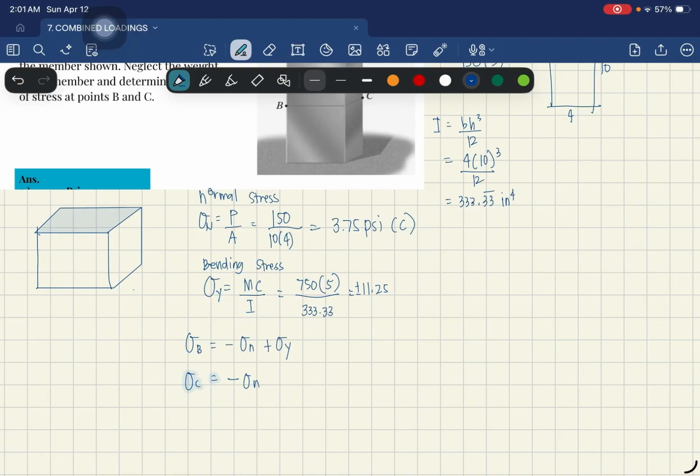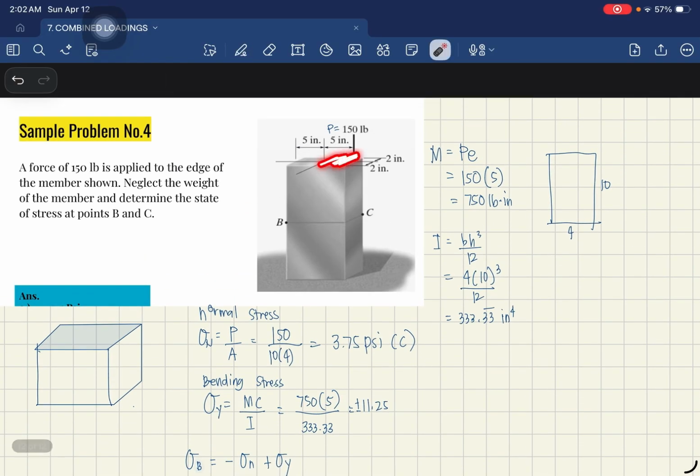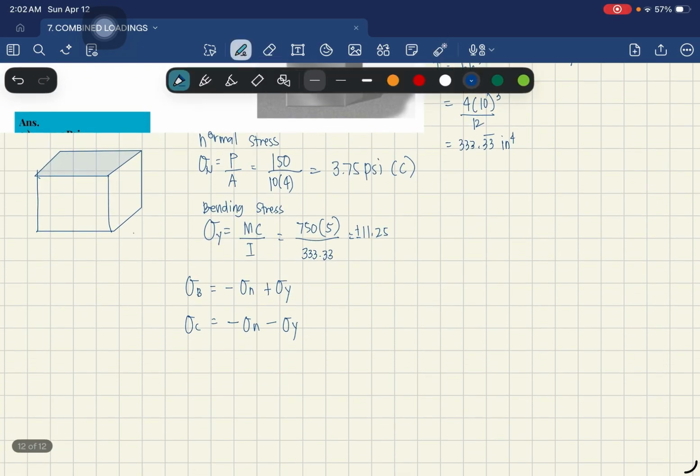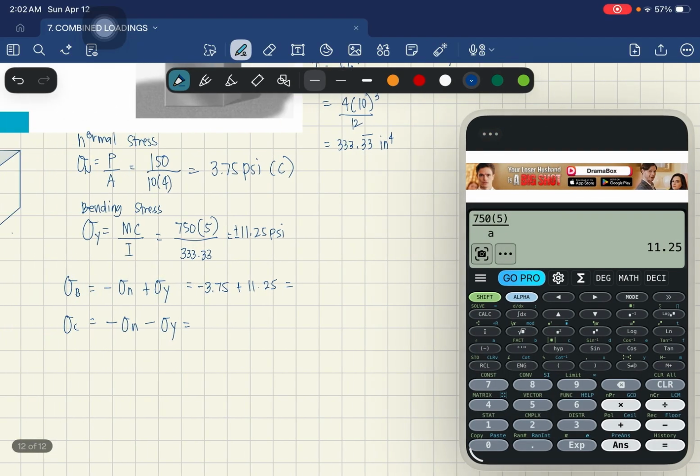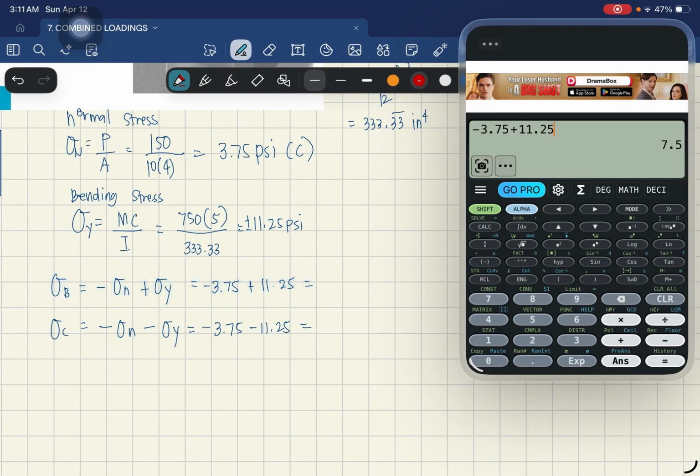Then, sa C naman, negative pa rin yung normal. Then, negative yung bending stress kasi nandito banda nararanasan yung compression side. So, kung ititrace natin, tumatama yung point C dun sa compression. So, yung normal is negative 3.75 plus 11.25 PSI. So, yung makukuha nating sagot for this stress at point B, 7.5 PSI.